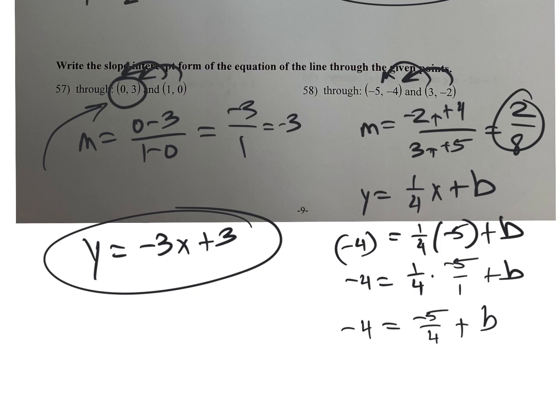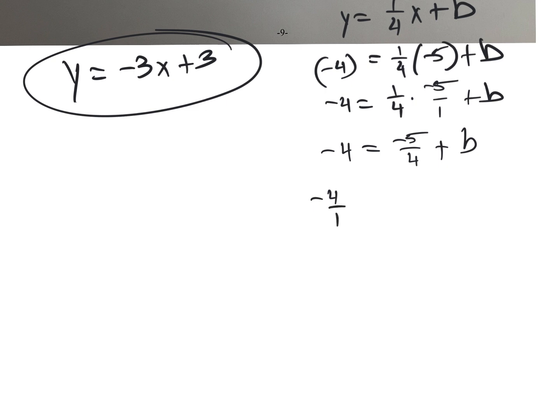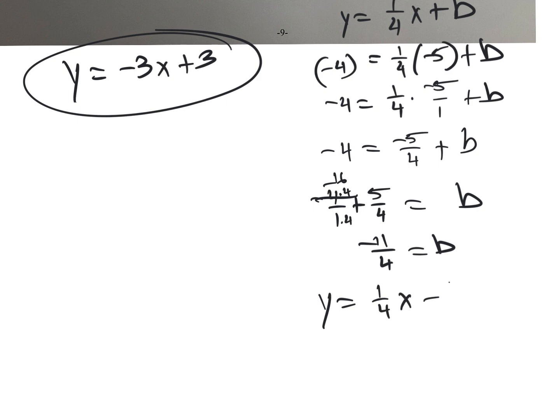So we need to move across the equal sign. So you're going to have negative 4 over 1 plus 5 over 4. It's positive 5/4 on the left side. Get a common denominator by changing the denominator, multiplying the top and bottom by 4. That becomes a negative 16 on top. Plus the 5 is negative 11/4. So your equation is y equals 1/4 x minus 11/4.